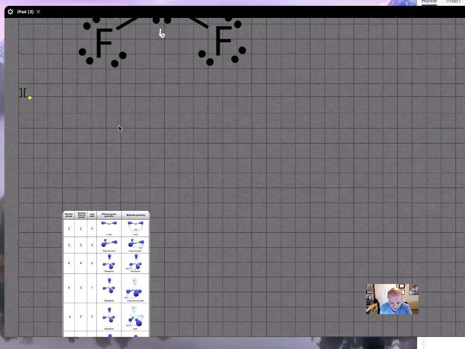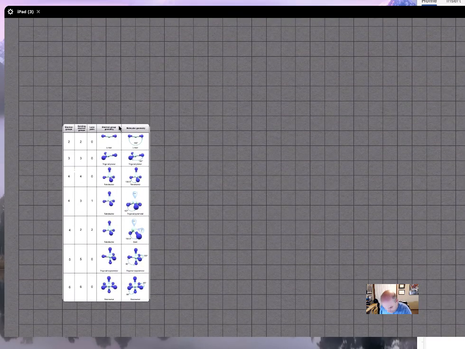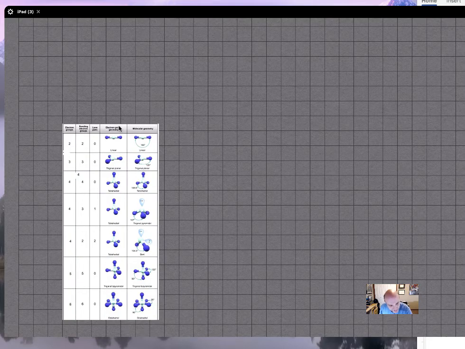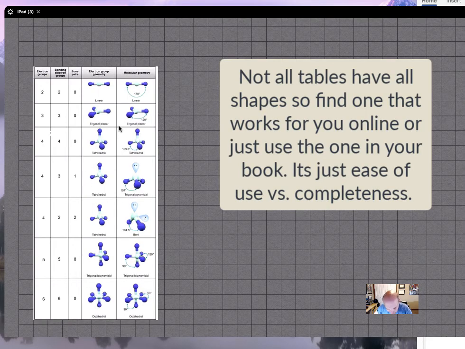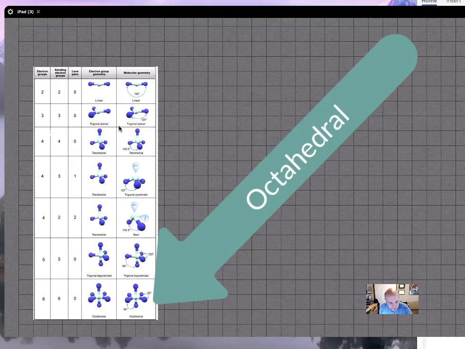So this table is tiny on my screen. I'm going to try to resize this so you can see it more easily and make this a little bigger. And you can see that if we have 6 electron groups, it is octahedral, and these are the angles that we have. So it's an octahedral arrangement, but it's not really going to look octahedral because we're missing the bottom one.